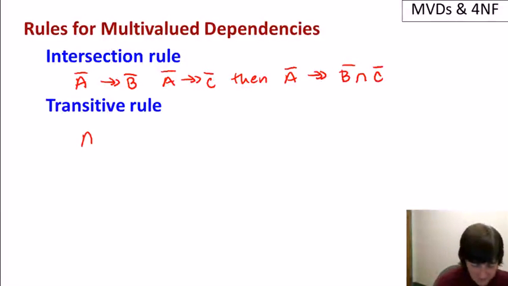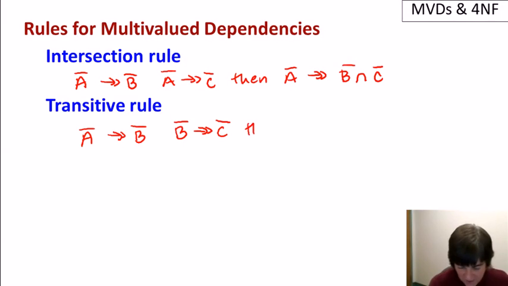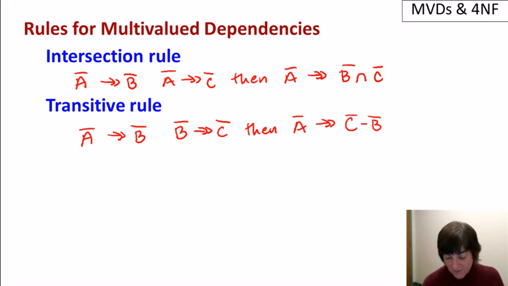and A multi-determines C, then we have A multi-determines B intersects C. The transitive rule is slightly different from exact transitivity. What it says is if we have A multi-determines B and we have B multi-determines C, then we have A multi-determines not C exactly, but C minus B.